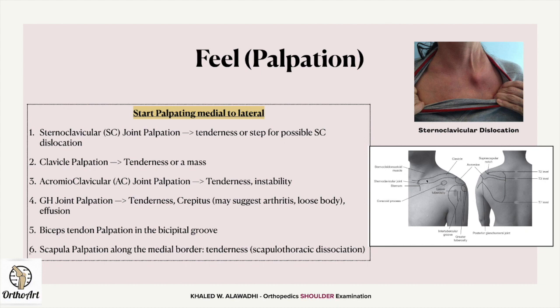Then you palpate the clavicle. Then the acromioclavicular joint, at this area. Check for tenderness and instability. Then you palpate the glenohumeral joint, which is here. Check for tenderness or crepitus. You could have an arthritis, loose body, fusion. Then you palpate the biceps tendons and the bicipital groove, evident here in the intertubercular groove. Then you palpate along the medial border of the scapula. Check for tenderness, scapulothoracic dislocation.